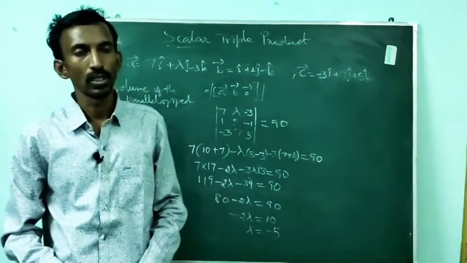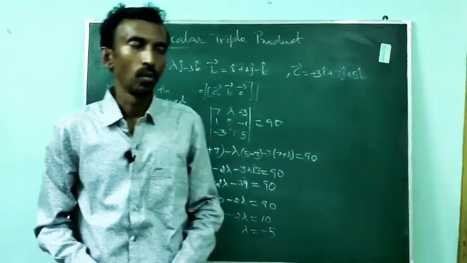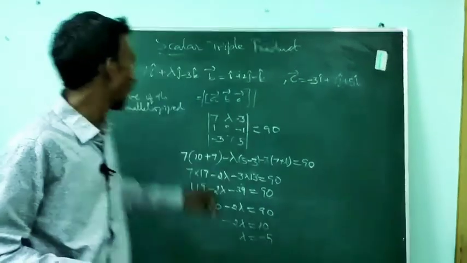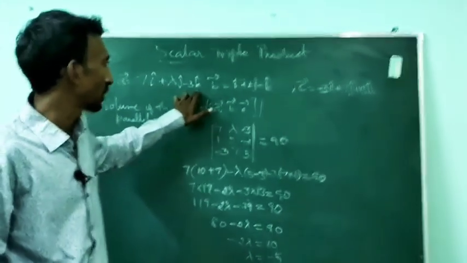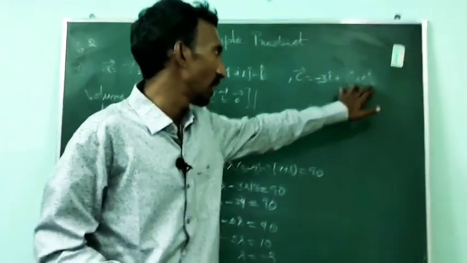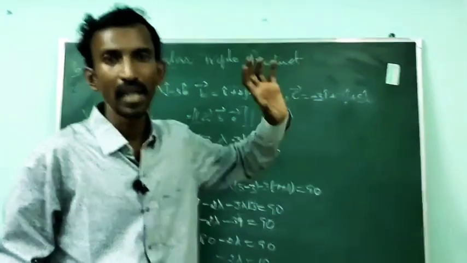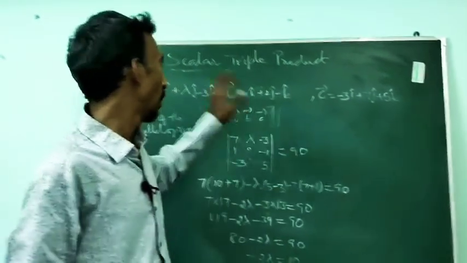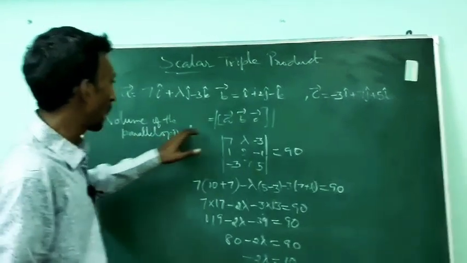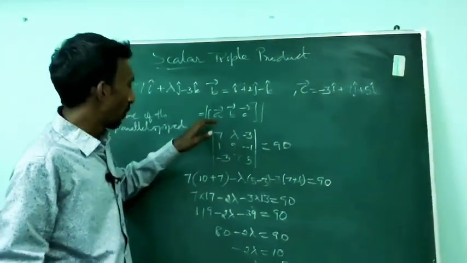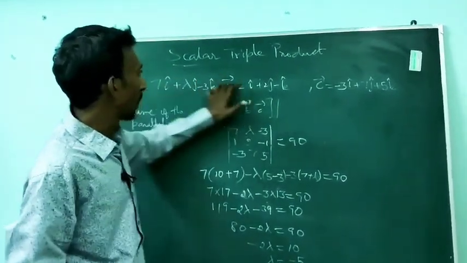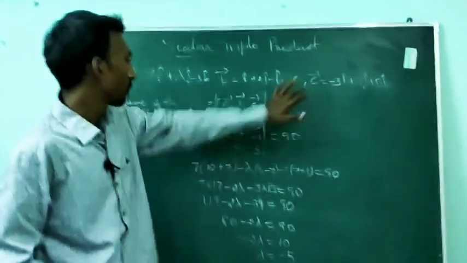Exercise 6.2, question number 3. The volume of the parallelepiped whose coterminous edges are 7i plus lambda j minus 3k, i plus 2j minus k, and minus 3i plus 7j plus 5k is 90 cubic units. Find the value of lambda. That is the question. As usual, we know the formula. The volume of the parallelepiped is equal to modulus of the box product ABC. So let me take the given 3 vectors as A, B, C.